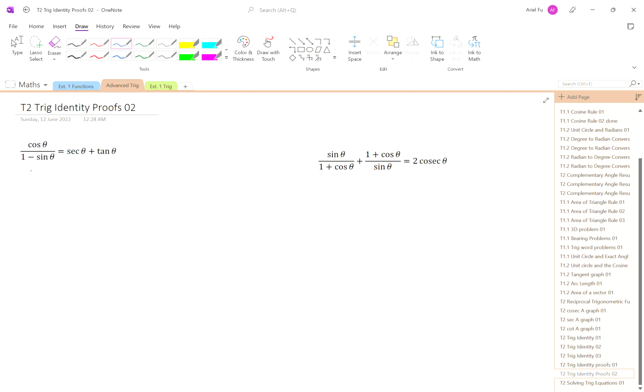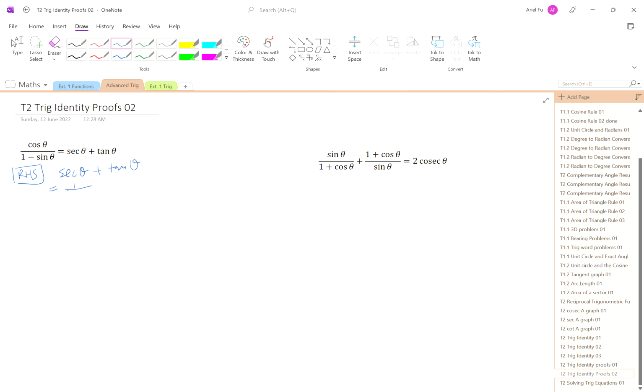Okay, let's do two more examples. For the example on the left, I'm going to start with the right-hand side this time because to me it's easier to simplify secant and tangent and get to cosine and sine rather than the other way around. So let's start from the right-hand side, which means we've got secant theta plus tangent theta.